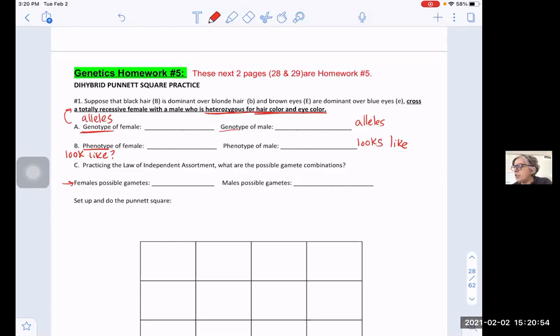Once you have their genotype, now you have to figure out what possible gametes, using the FOIL method, they could pass on to their offspring so that you can set up the Punnett square.